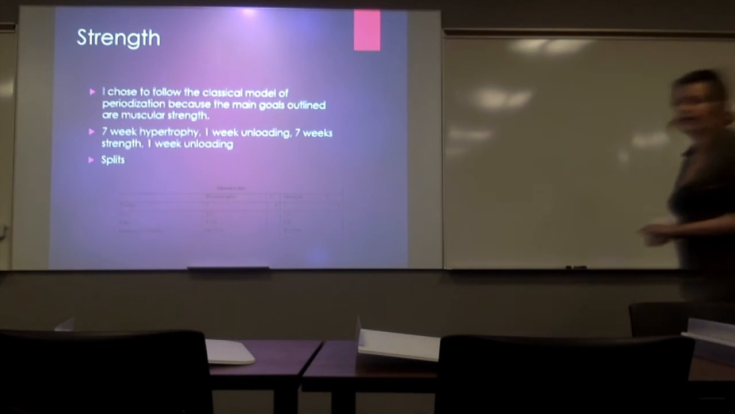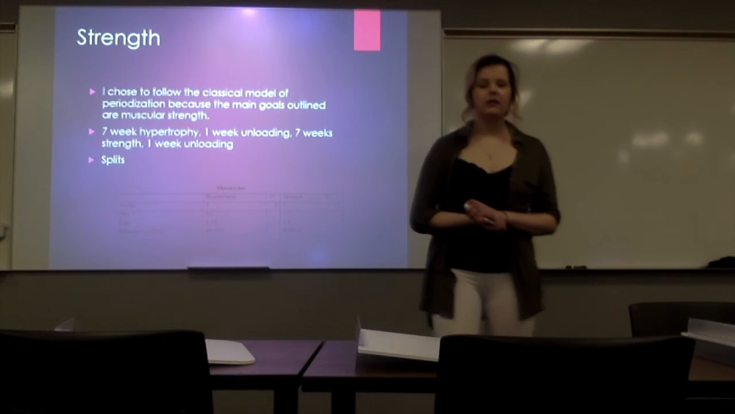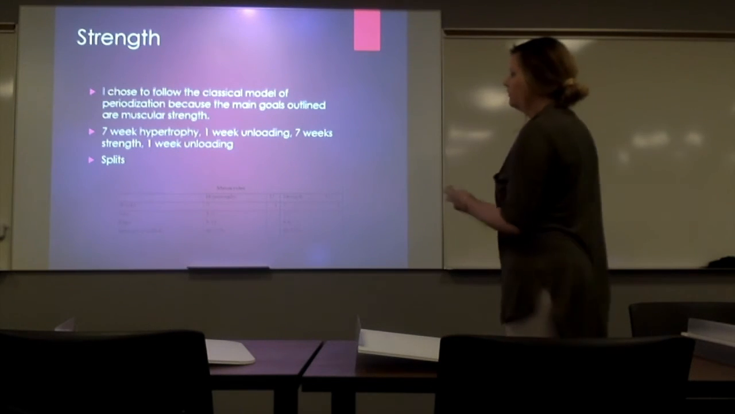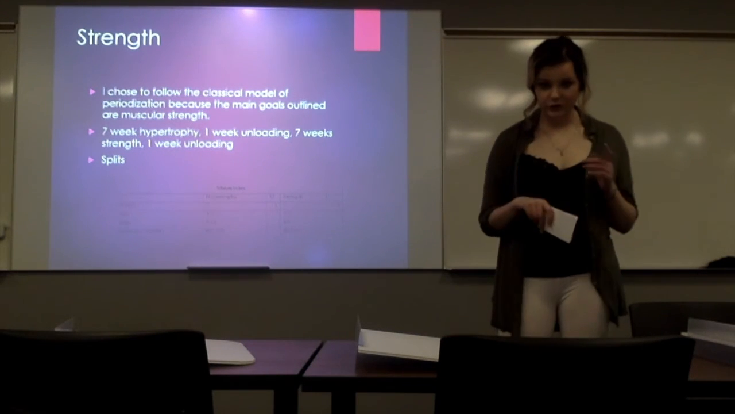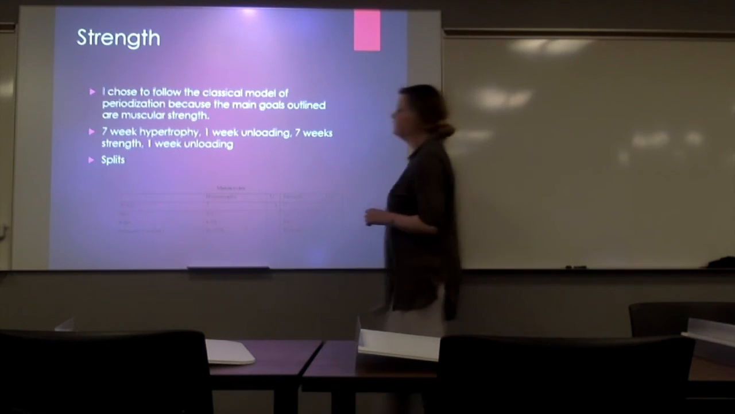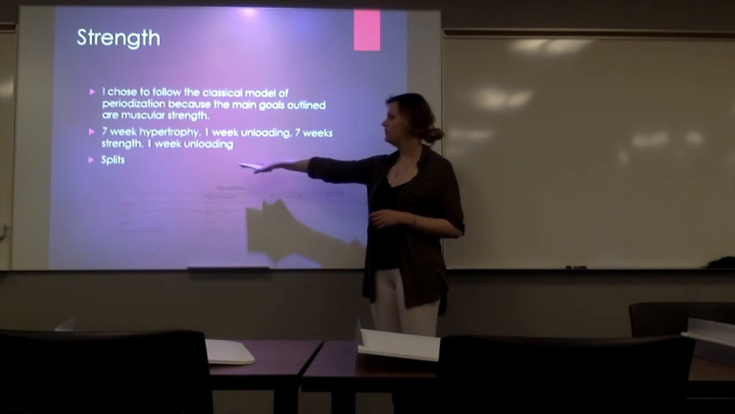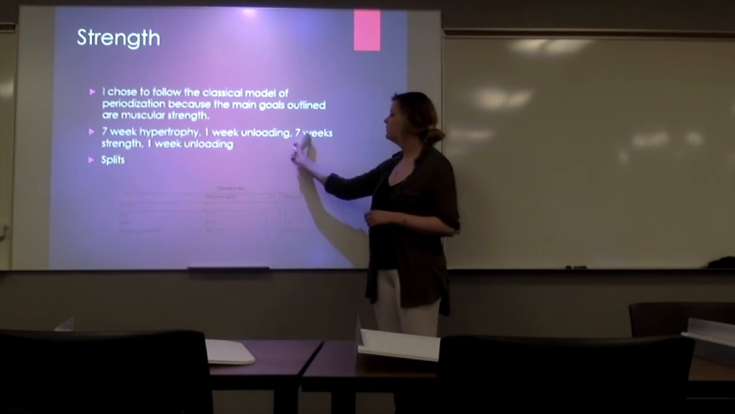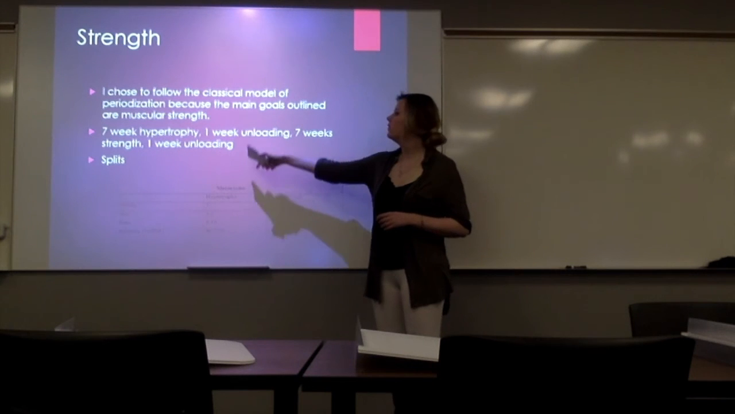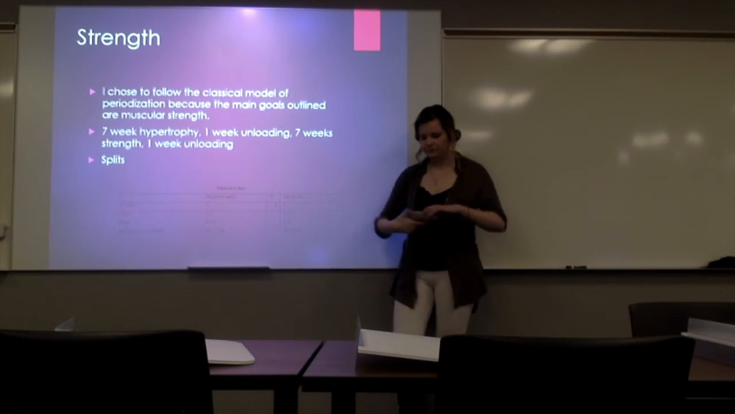So for strength, I actually chose to do the classical model of periodization because I was not working endurance as much. I was more focusing on muscular strength, as I mentioned earlier. So I did 7 weeks hypertrophy. I skipped the whole endurance phase. I went straight to hypertrophy. 1 week of unloading, 7 weeks of strength, 1 week of unloading. So I'm hoping that in 7 weeks of hypertrophy, we can move into the strength phase easily.